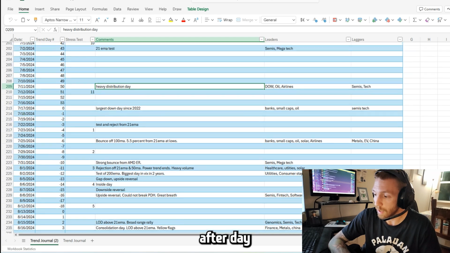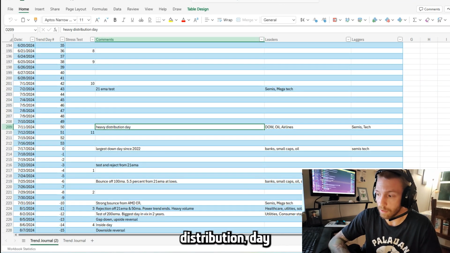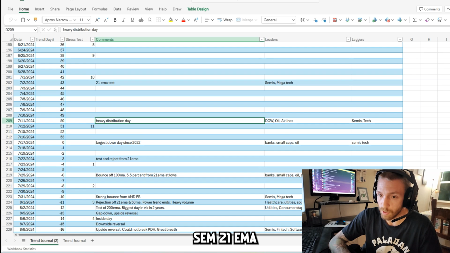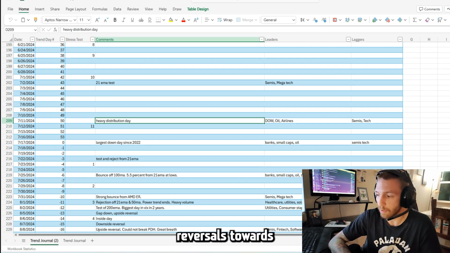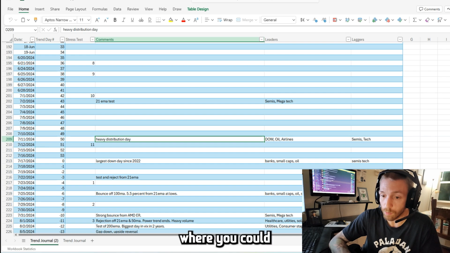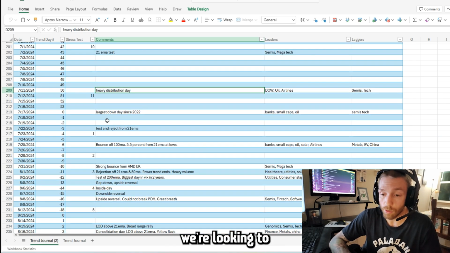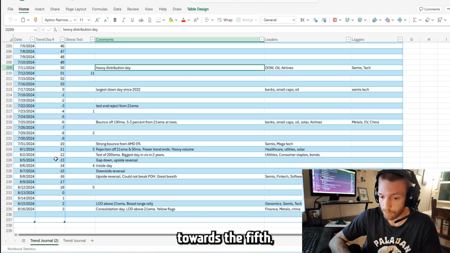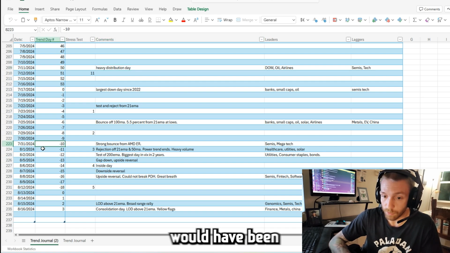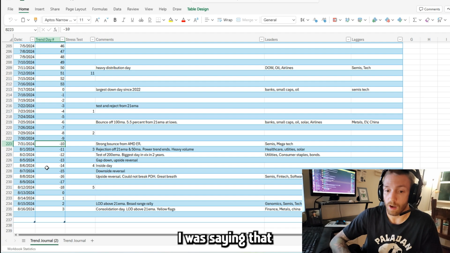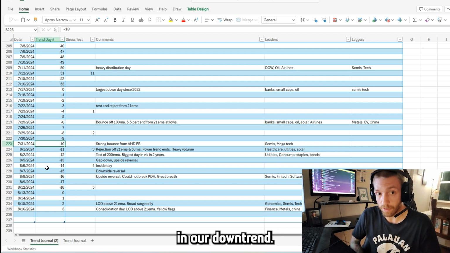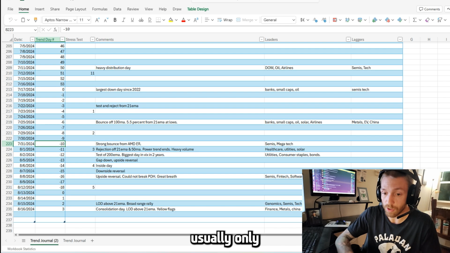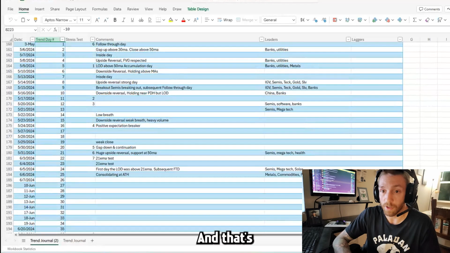And notice here, after day 50, we were marking distribution day, some 21 EMA test, all-time highs. We were having downside reversals towards the end of our trend where you could really show that, hey, we're looking to go back down. And then exactly what happened. As we were in here, we had 15 days of an uptrend. If you watched my weekly outlook and you went back through it towards the 5th, it would have been right around this weekend, I was saying that we're starting to get extended in our downtrend. Normally our downtrend usually only lasts 10 to 15 days. Let's start to look for a possible bounce. And that's exactly what happened.